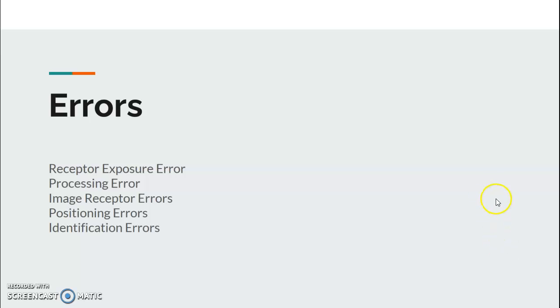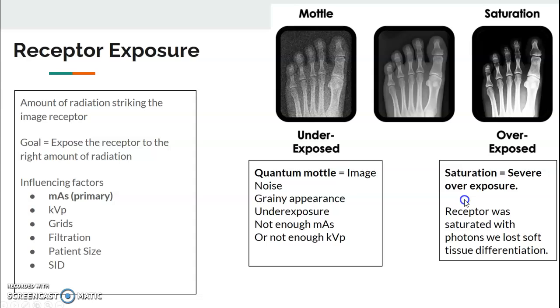All right, I'm just going to go through some types of errors that you might see in your text as far as artifacts or processing errors. I just want to start with a definition of receptor exposure, and that's the amount of radiation which is striking the image receptor. The goal, obviously, is to expose the receptor to the right amount of radiation for the patient that you have and for the part that you have.